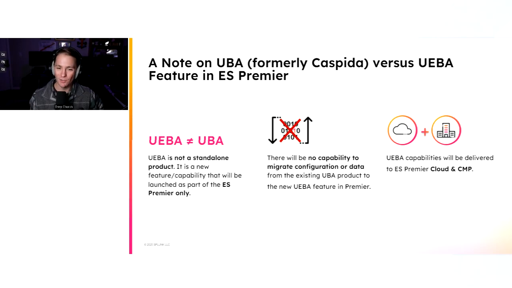One thing to note is there's not going to be any migration or data from the old UBA to UEBA inside of ES Premier. But what's really exciting is that UEBA is going to be delivered capabilities inside of both our Premier Cloud and if you choose to run ES Premier on your own infrastructure in what we call internally as CMP, Customer Managed Platform.